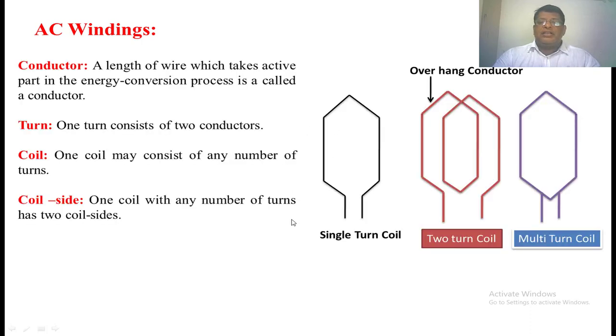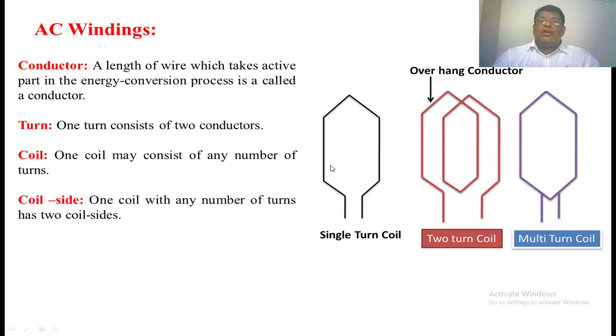The first one is the conductor. The length of the wire which takes the active part in the energy conversion process is called the conductor. This is the conductor. This length is nothing but the conductor. This length is nothing but an overhanging conductor. Only the part of the conductor placed under the north pole or the south pole gives the active part to convert the mechanical power into the electrical power in the case of a synchronous machine.